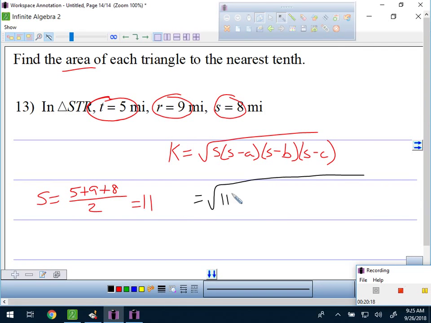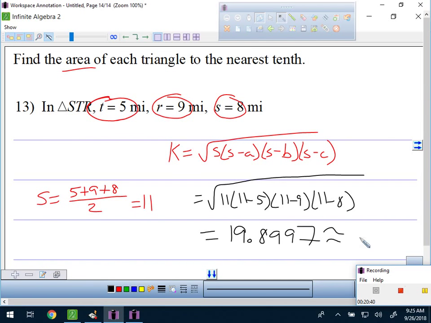I'm going to have 11 times 11 minus 5 times 11 minus 9 times 11 minus 8. And again, just type that into your calculator, and you should end up getting, double check me though, 19.8997. Why don't we just call that 19.9? And that would be the area of that triangle.